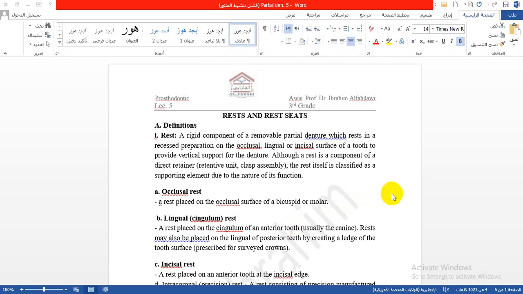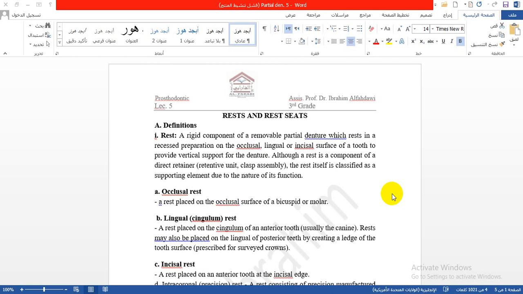1. Rest: a rigid component of a removable partial denture which rests in a recessed preparation on the occlusal, lingual, or incisal surface of a tooth to provide vertical support for the denture. Although a rest is a component of a direct retainer (retentive unit, clasp assembly), the rest itself is classified as a support element due to the nature of its function.